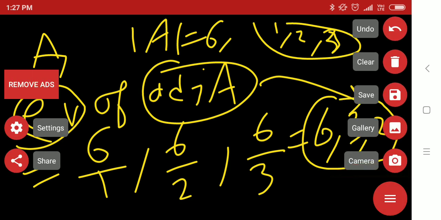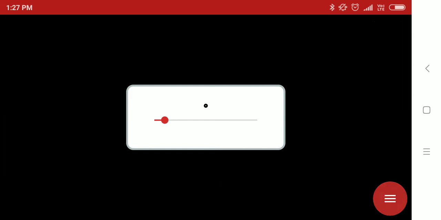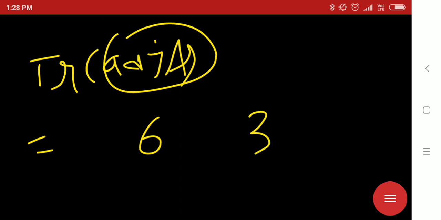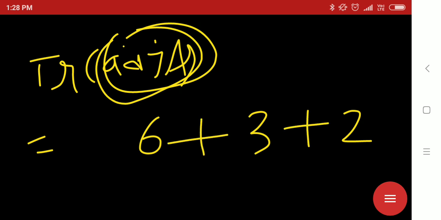So we know what we have been asked: the trace of adjoint of A. And what we have got are the eigenvalues of adjoint of A: 6, 3, 2. And what is the formula that we discussed at the very first? Adjoint of A itself is a matrix, and the trace of a matrix is the sum of the eigenvalues. So simply add: 6 plus 3 plus 2, that is 11.